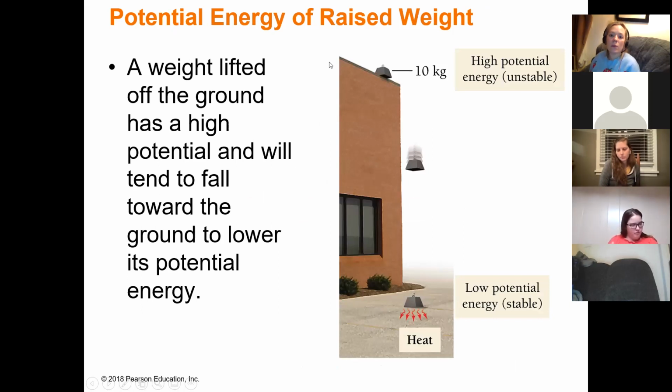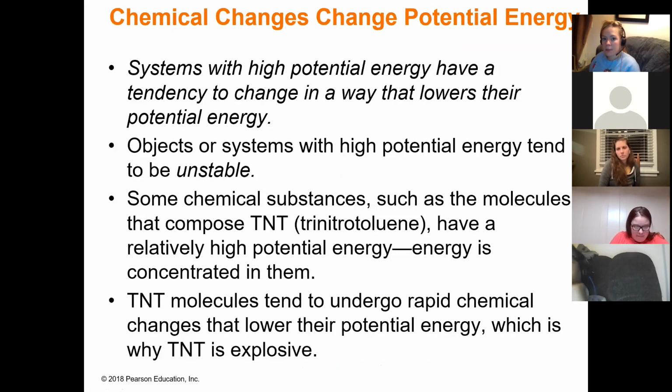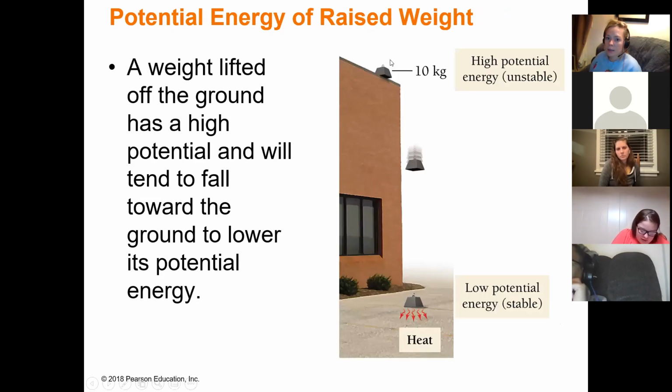A weight that's brought to the top of a building. Who's going to bring that weight up to the top of the building? You are. How are you going to do it? You're going to sweat to do it, right? You've got to put some energy into that. So you're using your kinetic energy to move this weight up to the top of the building. Where has that energy gone? Well, it's transferred into the weight. That weight now has potential energy. It has more potential energy at the top of the building than it did at the bottom.